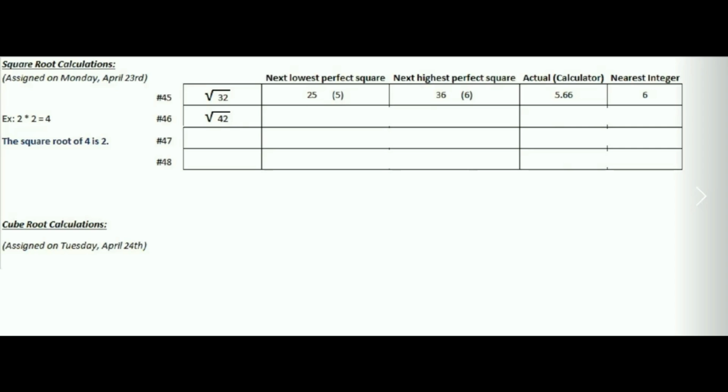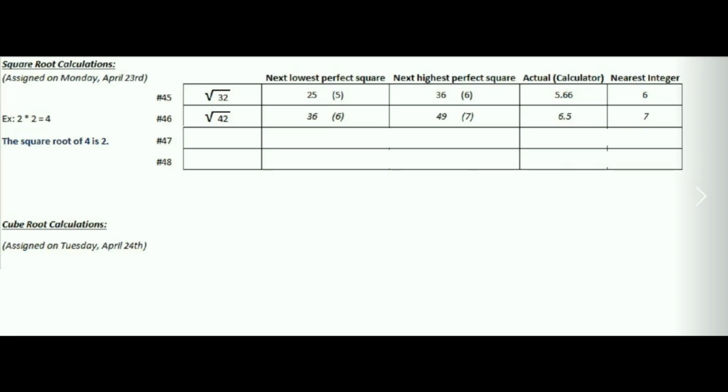Number 46 looks at the square root of 42. The next lowest perfect square is 36. The square root of 36 is 6. The next highest perfect square is 49, and the square root of 49 is 7. So the square root of 42 sits between the square root of 36 and the square root of 49, and it sits just about exactly halfway. If you put this in the calculator, you'll get 6.48. Mathematically, a better answer is going to be 7.